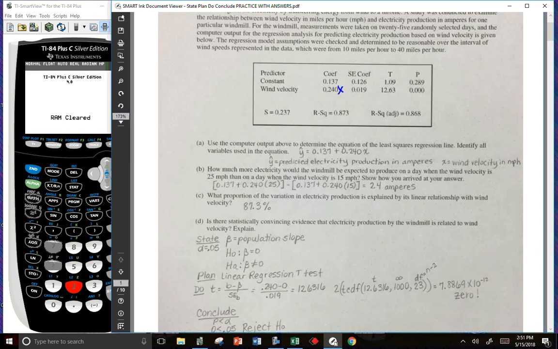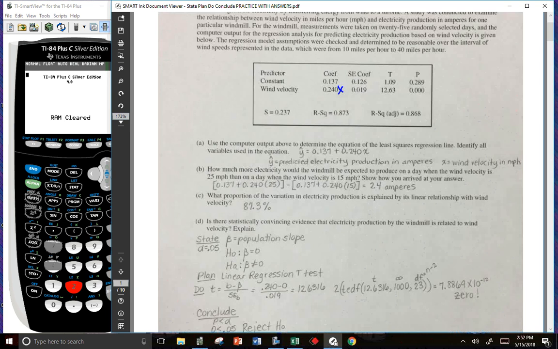So y hat is the predicted electricity production in amperes, and then x is the wind velocity in miles per hour. When you're talking about linear regression, you want to use the keyword predicted or estimated. It's not the exact electricity production, it's what we predict it's going to be. Does that make sense? So those are keywords the scoring guidelines like us to use. So for linear regression, try to throw in the word predicted and estimated as much as you can, because they actually will take you from an E to a P if they can't find that word, predicted or estimated, okay?